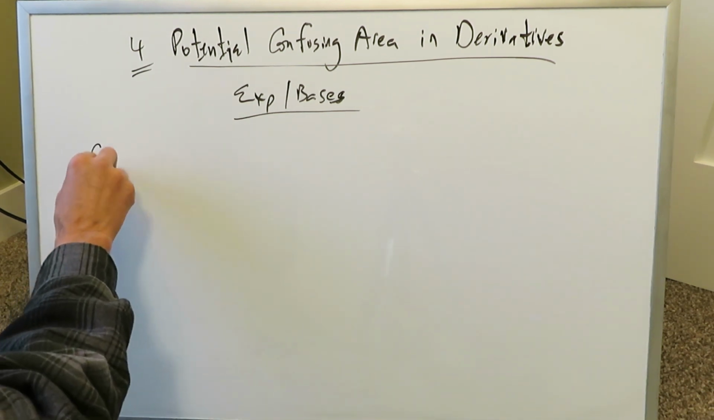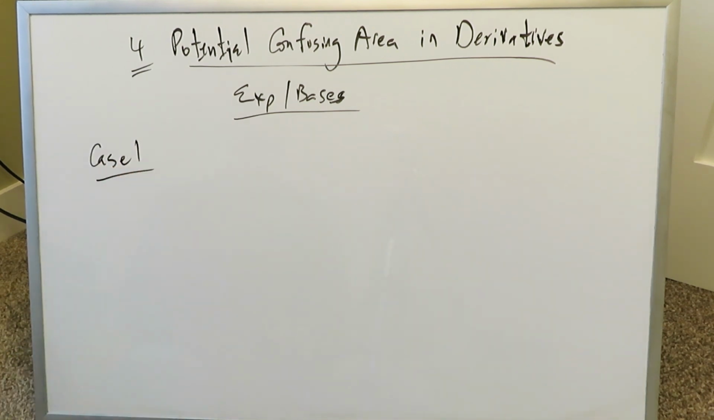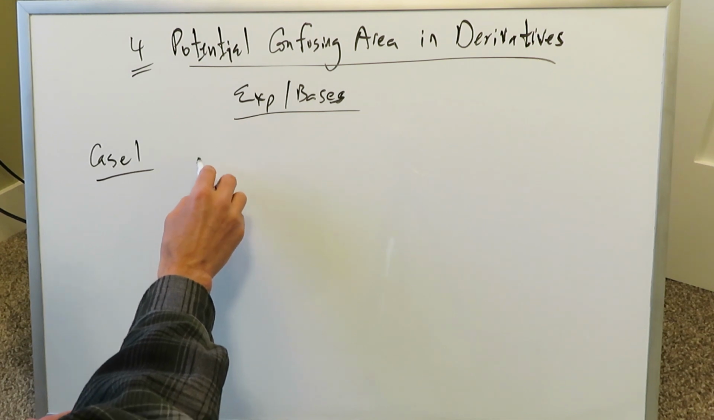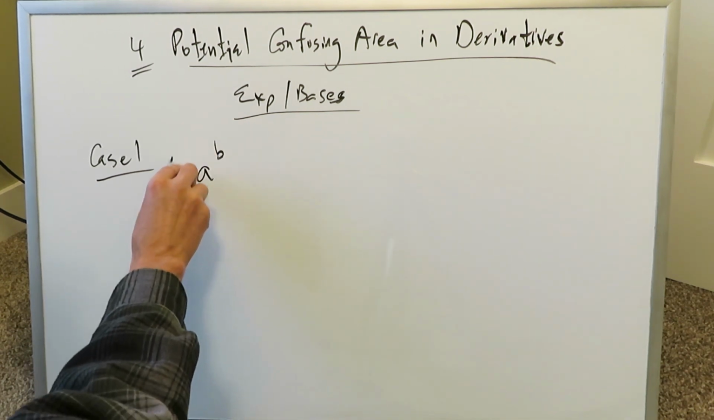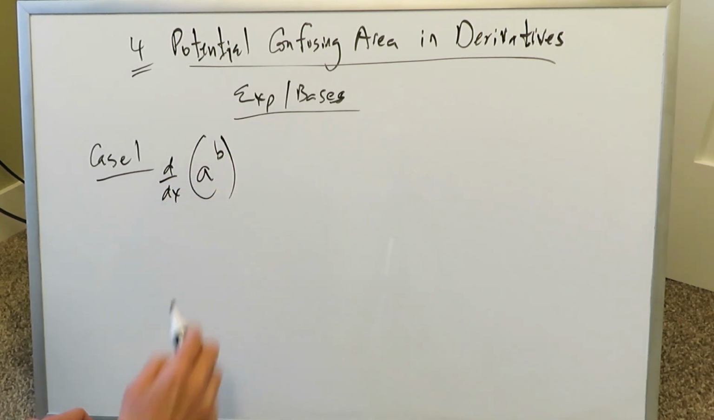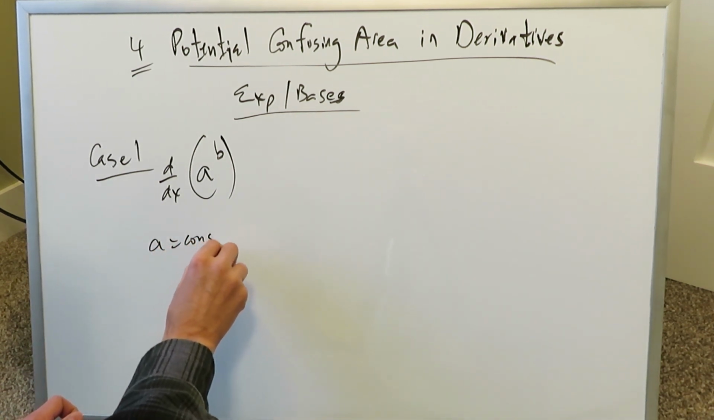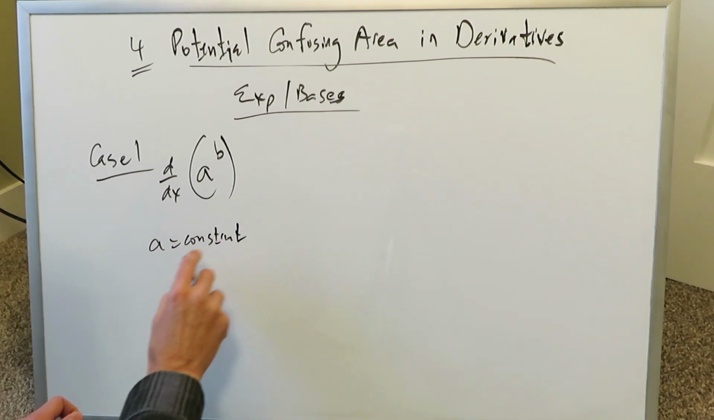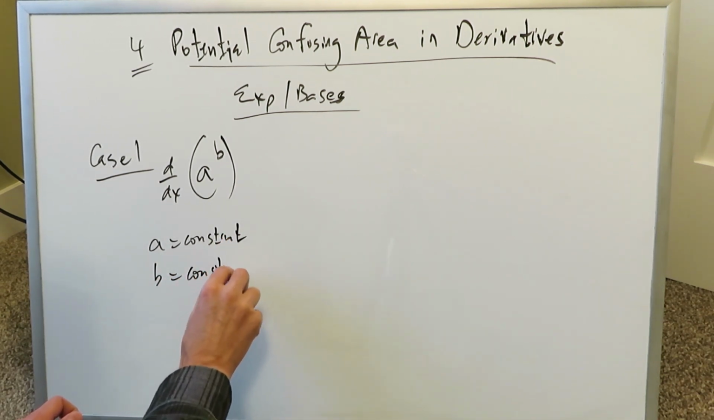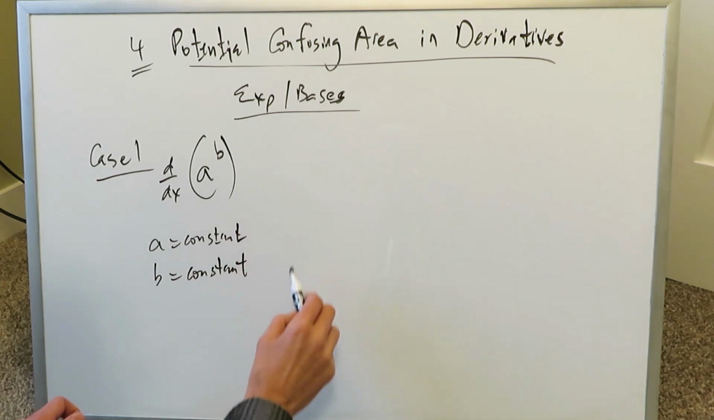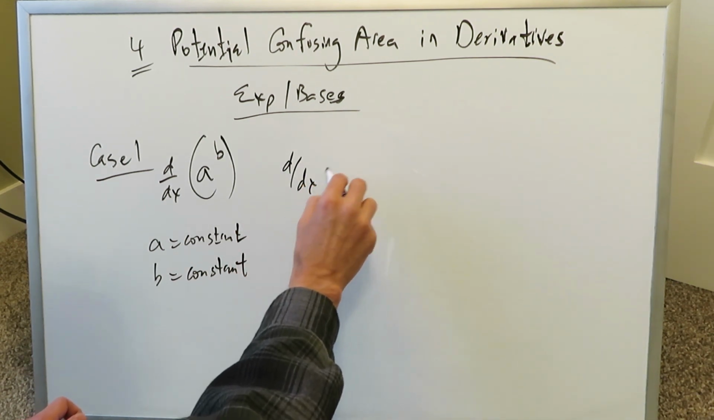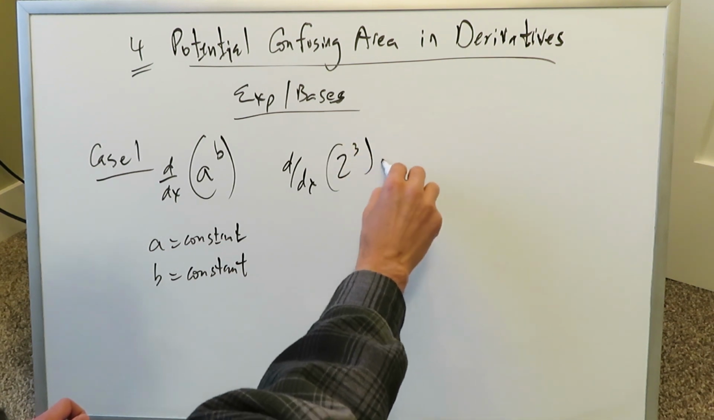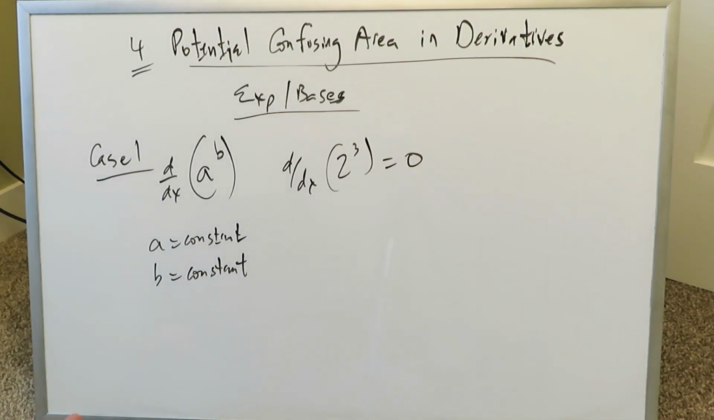So let us look here at case number one. The case number one with regards to derivatives is to do with a setup such as a to the power of b, and we're looking at the derivative of this. Now the case over here involves specifically a equal to a constant, like a number or a constant, and b here is also a constant. In this case, you might as well be looking at an example like 2 to the power of 3, and here the derivative will always be 0 because essentially you're doing a derivative of a constant.